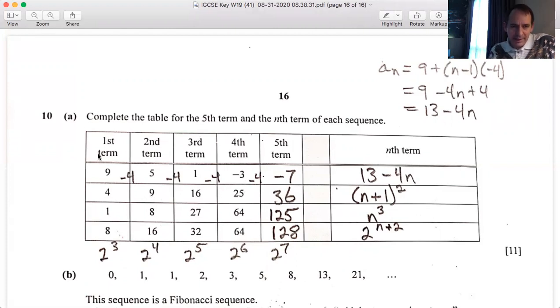So we want n plus 1 and then square it. So n is the term that you're on, plus 1, square it gives you your number, n plus 1 squared. So you got to think about it a little bit.